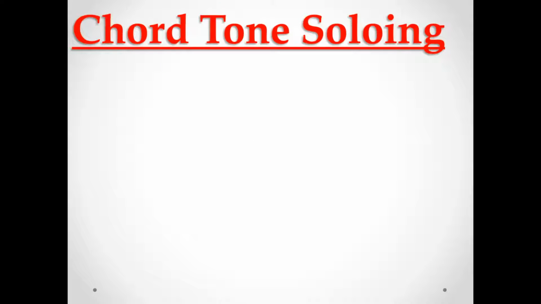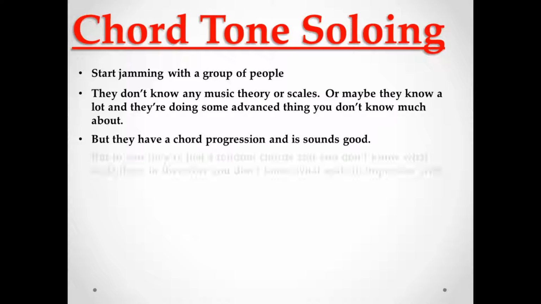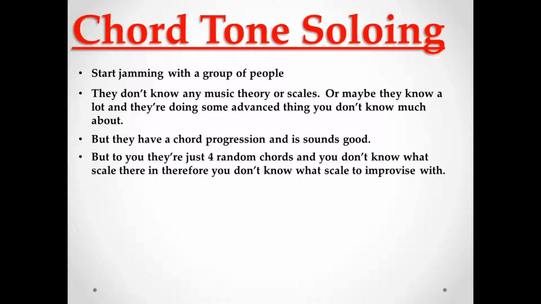So let's take the following situation. Let's say you start jamming with a group of people, and they don't know their music theory or their scales, or maybe they know a lot and they're just doing some advanced thing that you don't know too much about. But they have a chord progression and it sounds good. But they're just four random chords and you don't know what scale they're in, so therefore you don't know what scale to improvise with. What do?